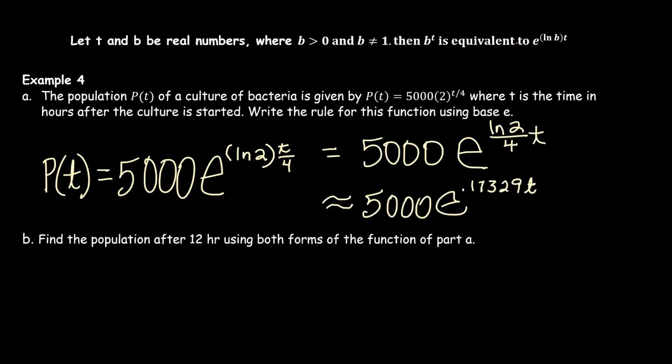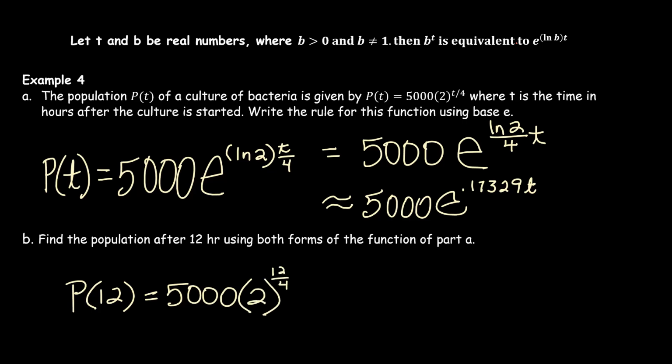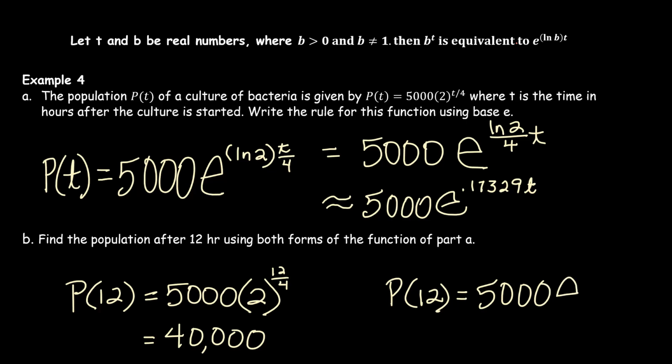Find the population after 12 hours using both forms of the function of part A. If you use the base 2 function, it's going to look like that because you're putting in 12 hours for your time. And if you multiply that out, you're going to get 40,000. If you do it with the e base, of course, you're going to get the same answer.